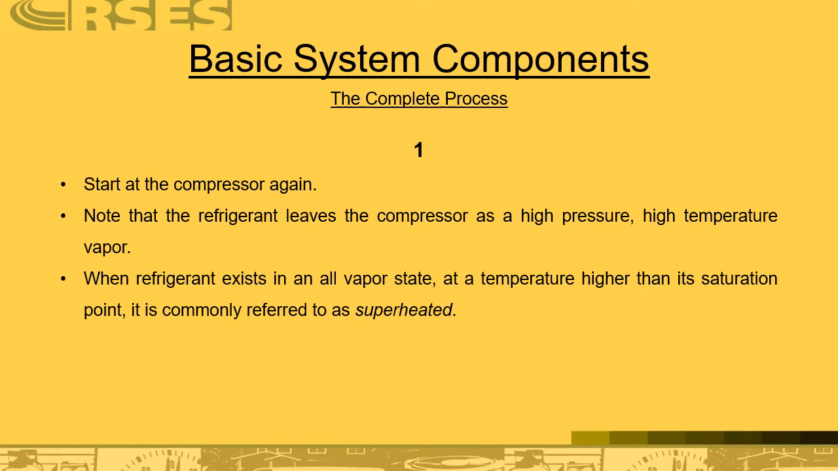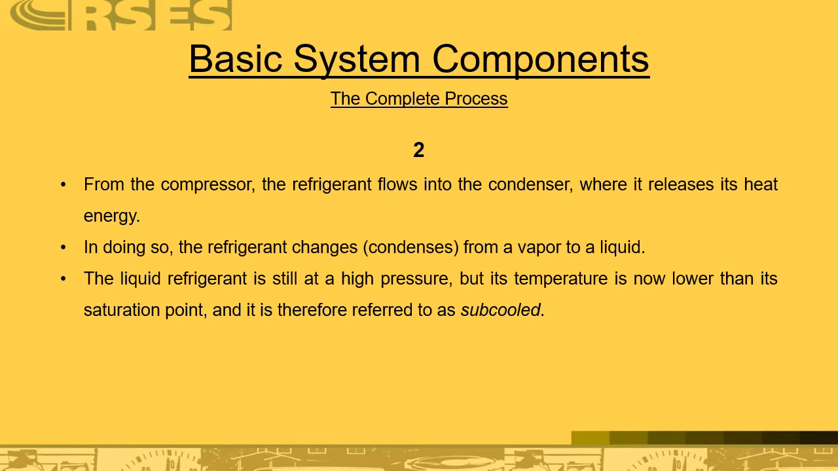Okay, complete process. Start the compressor, and notice the refrigerant leaves the compressor as a high pressure, high temperature vapor. When the refrigerant exists in an all vapor state, the temperature is higher than its saturation point. It's commonly referred to as superheated. From the compressor, the refrigerant flows into the condenser, where it releases energy. In doing so, the refrigerant changes, or condenses, from a vapor to a liquid. The liquid refrigerant is still at high pressure, but its temperature is now lower than its saturation point, and therefore we refer to this as subcooled liquid.